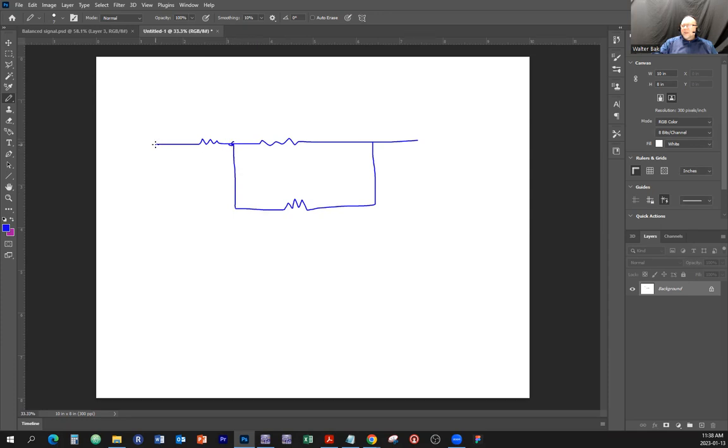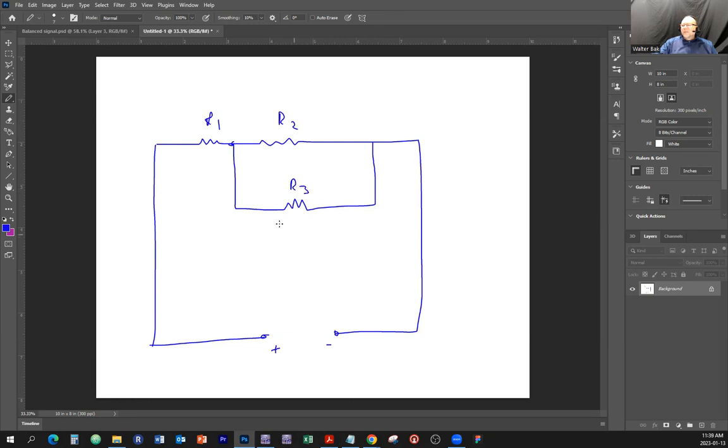All right. And over here we have a power supply. Let's say plus, minus. All right, follow me so far? Here's R1, here's R2, here's R3. Let's say we want to measure the value of R3.